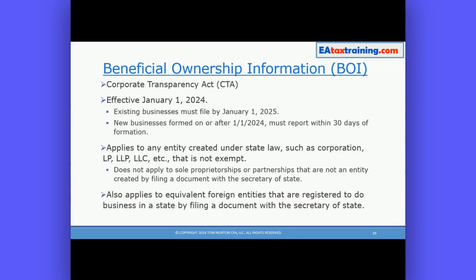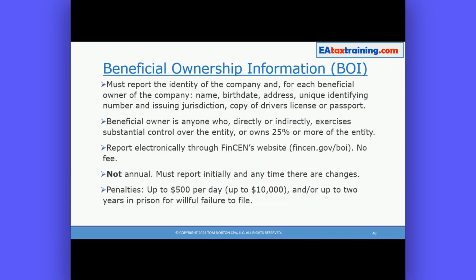It's fincen.gov/BOI, but most small businesses are not on that exempt list. So if you've got a small business that has one of these entity types, you should just assume that you are going to have to do this. And this also applies to equivalent foreign entities that are registered to do business in any state by filing a document with the Secretary of State's office.